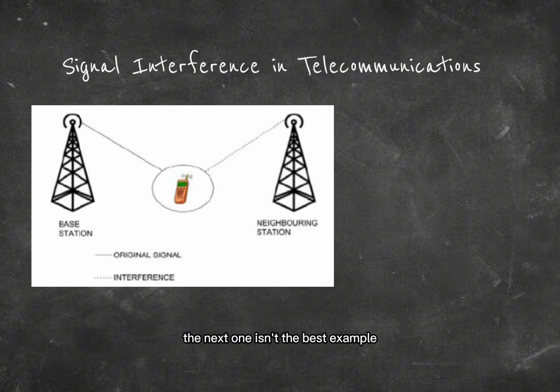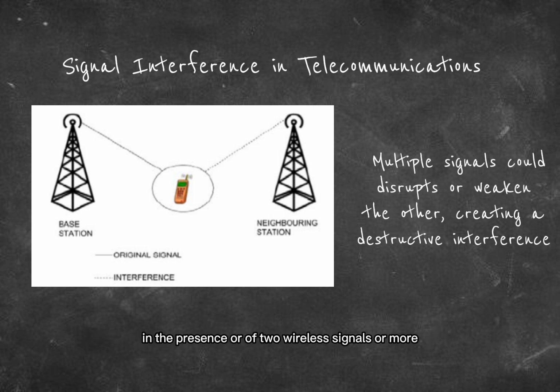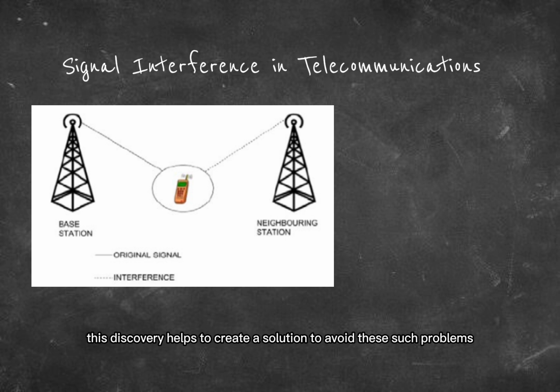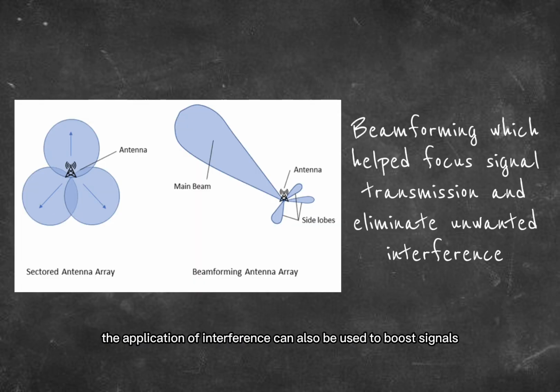The next one isn't the best example, but it does happen, which is signal interference in telecommunications. In the presence of two or more wireless signals, another wireless signal weakens or disrupts the others, basically creating destructive interference. This discovery helps to create solutions to avoid such problems, such as shielding. However, interference can also be used to boost signals based on the constructive interference theory.